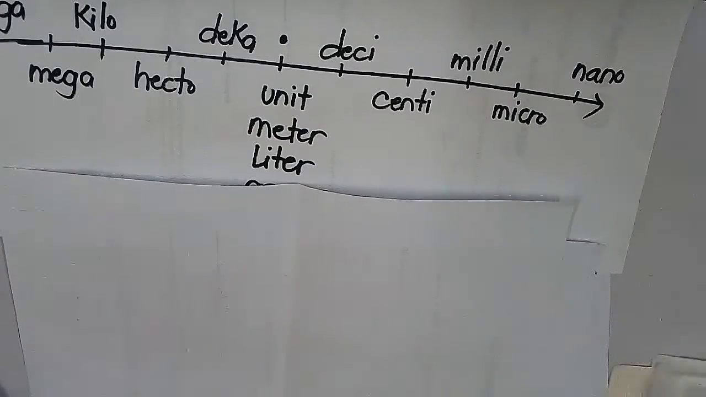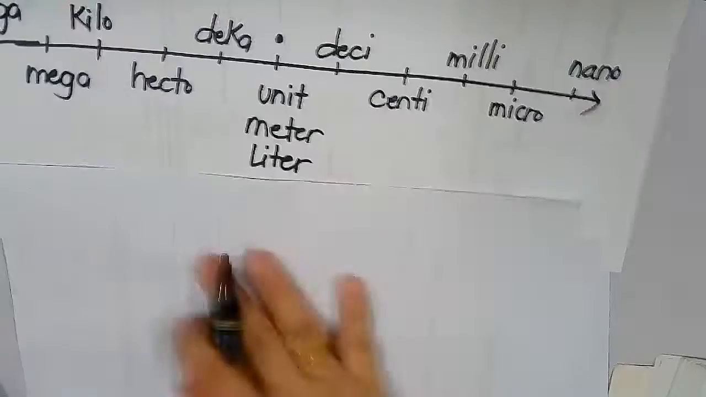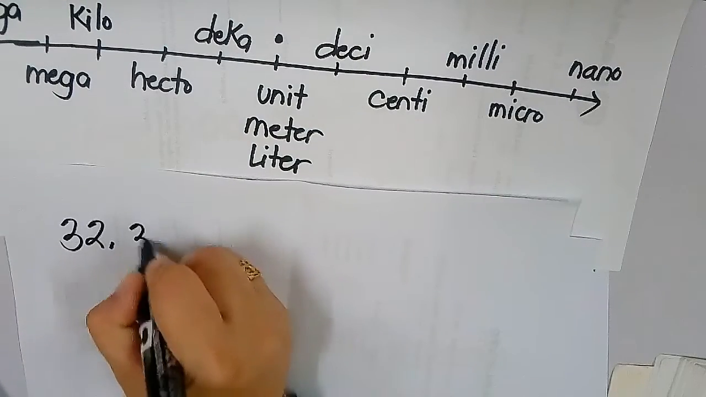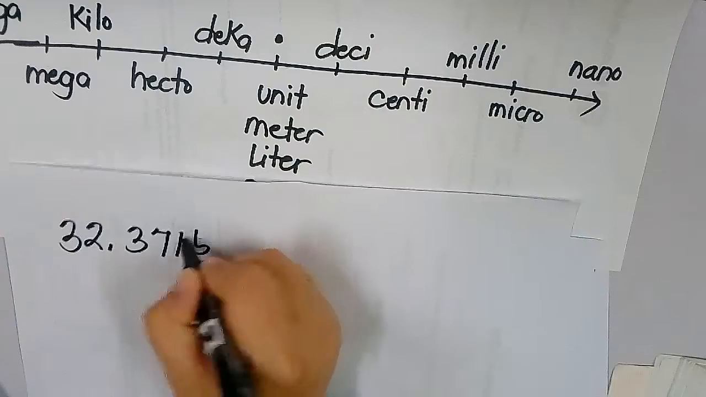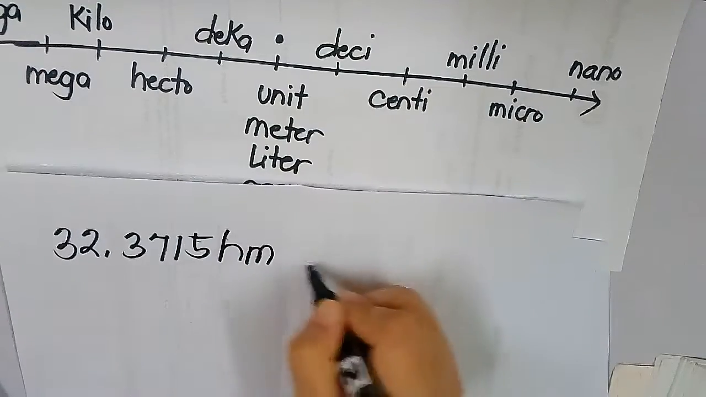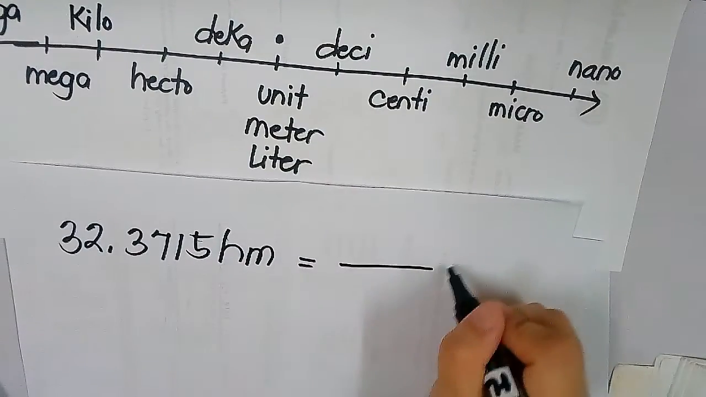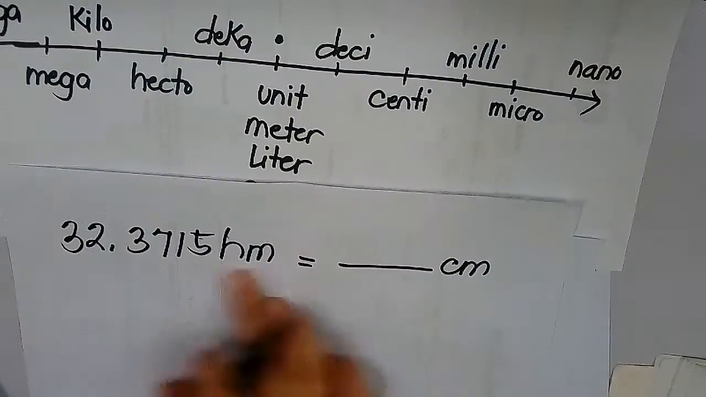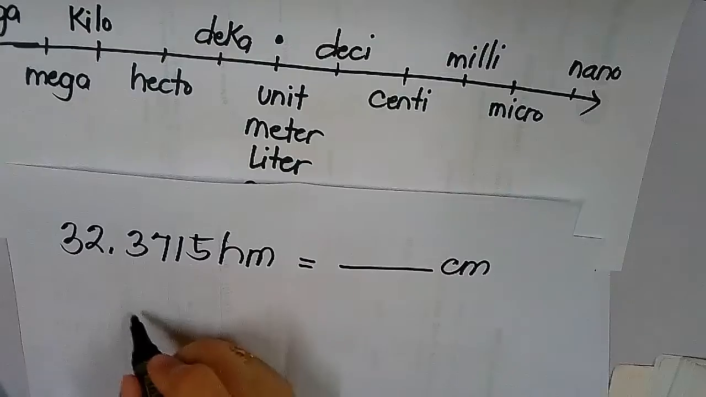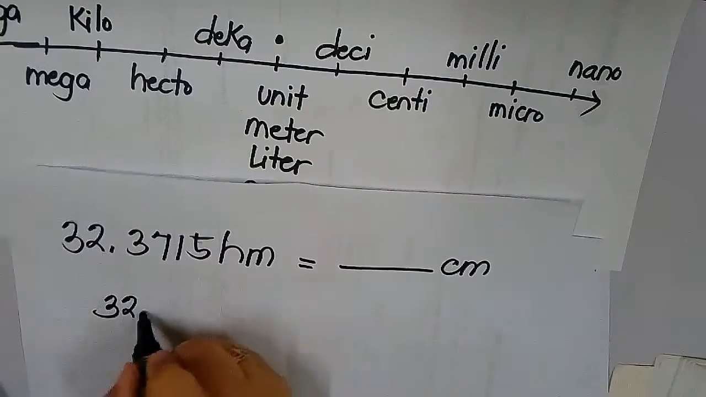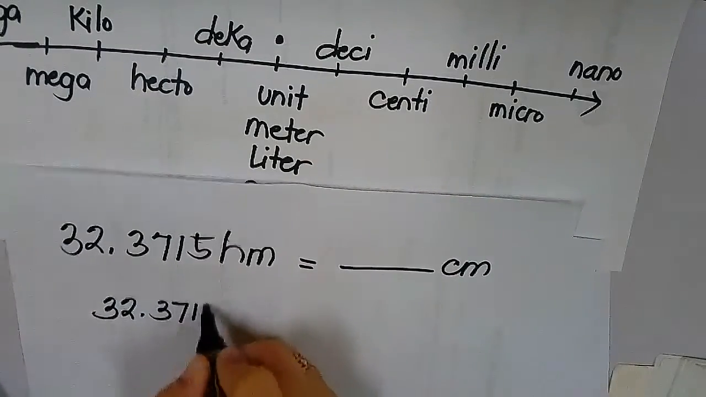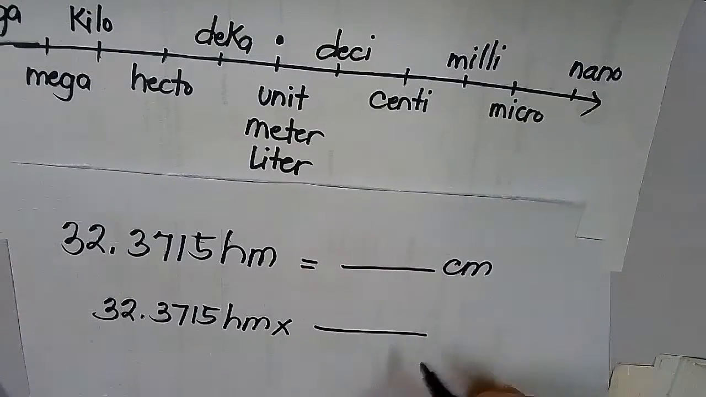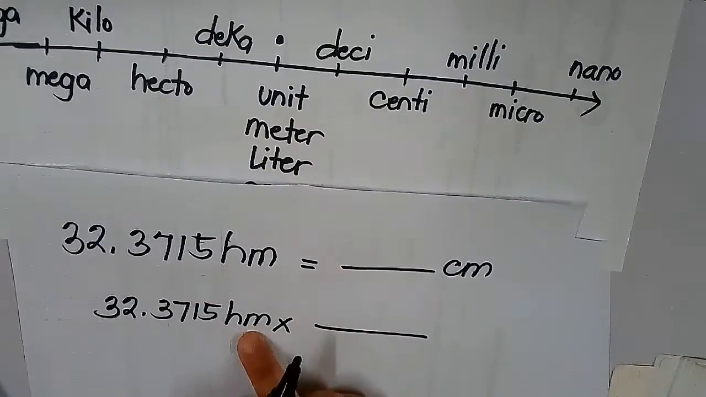Now, let us try to convert naman ito. 32.3715 hectometer to centimeter. Okay? Hanapin daw natin to, si hectometer tsaka si centimeter. So, in solving, we got times. Okay. So, si hectometer ang hinahanap natin.